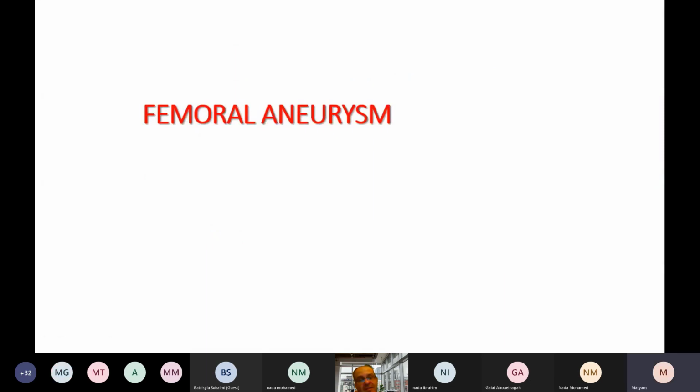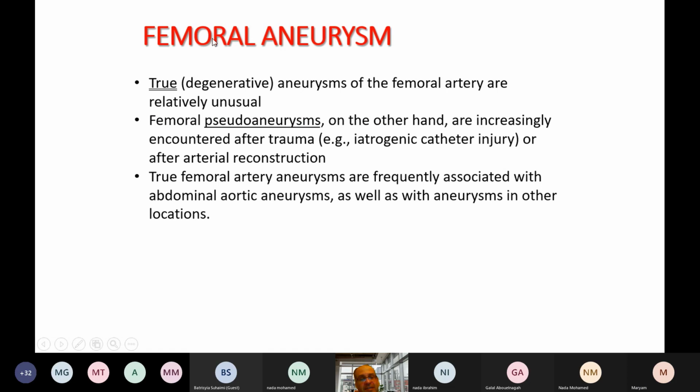I have a few slides left. This is femoral aneurysm. We have mentioned the femoral aneurysm previously, and we said if you have a true femoral aneurysm, you have to think about concomitant aortic aneurysm in 80% of the cases. Yes, it is true. The femoral aneurysm is, in most of the cases, a pseudo aneurysm. Why? Because every intervention is done through the femoral artery.